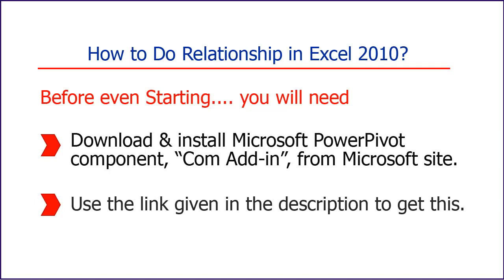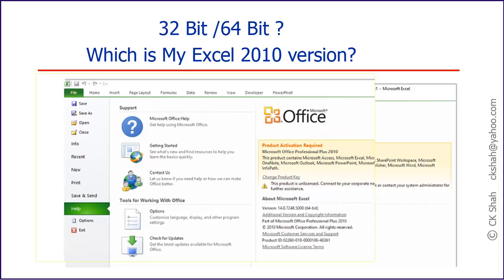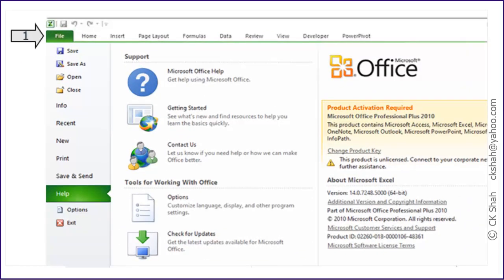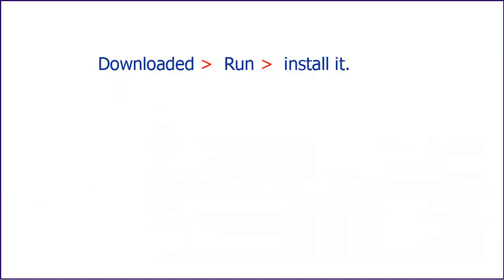For your convenience, I have provided link in description, from where you will get the same. Remember, there are two different versions of this file. One is for 32-bit MS Office Excel, and another one is for 64-bit MS Office version. You will need to install only that matches your Excel version. You can check your Excel 2010 version from File tab, in that Help button, and in right side bottom you can see the version. Once downloaded required file from the given link, double-click it and run that.